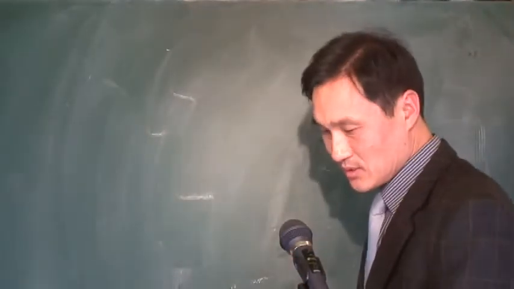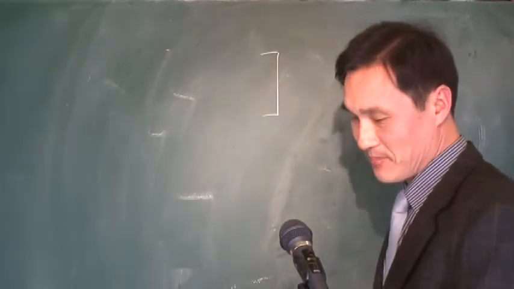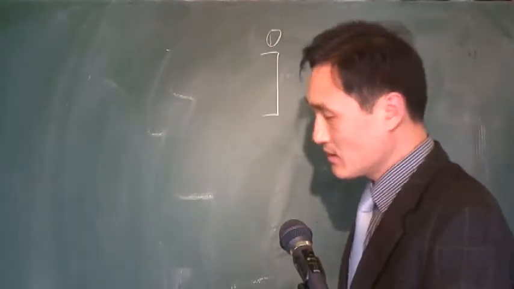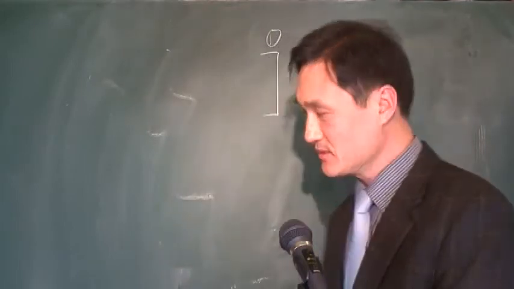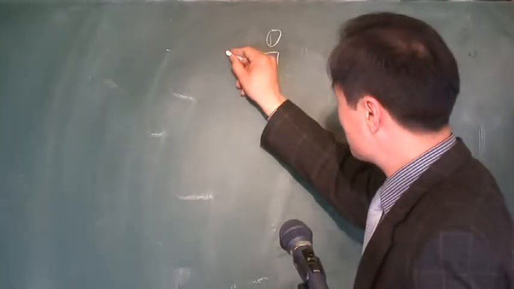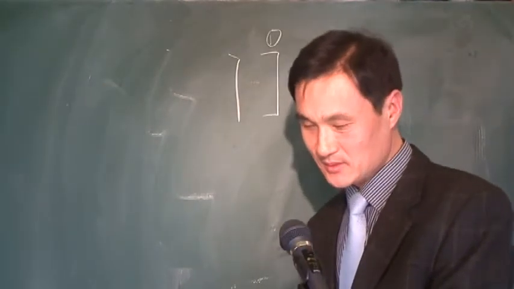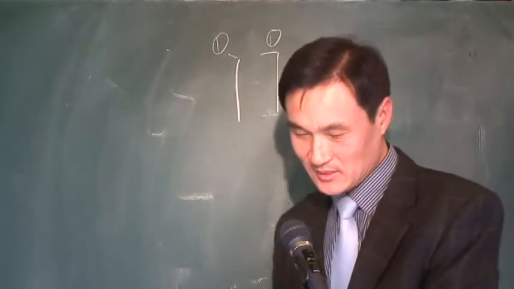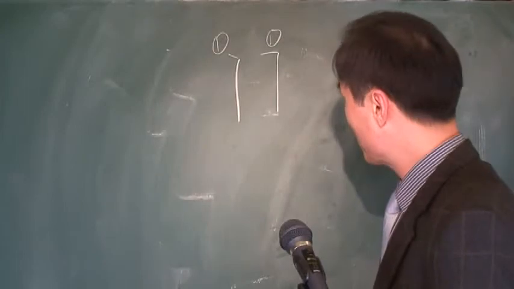Next, noon. Noon is written in the following way. This can be written in one stroke. Noon too has a different form when it comes at the end of a word. This is noon sofit. This can be written in one stroke.